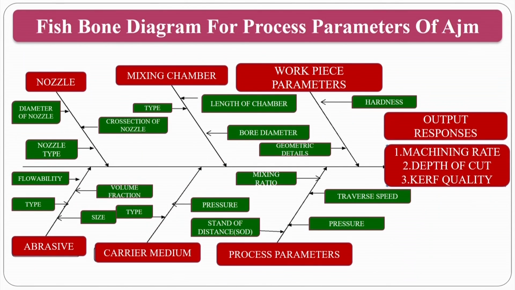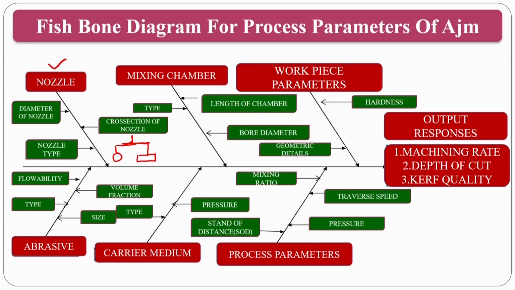The fishbone diagram shows all the parameters that are affected by the abrasive flow. What are the parameters that will affect the output responses in abrasive jet machining? The first one is the nozzle. The nozzle will play a major role: nozzle diameter, nozzle type and cross section of the nozzle. As we have seen, two cross sections are there, one circular and another rectangular.